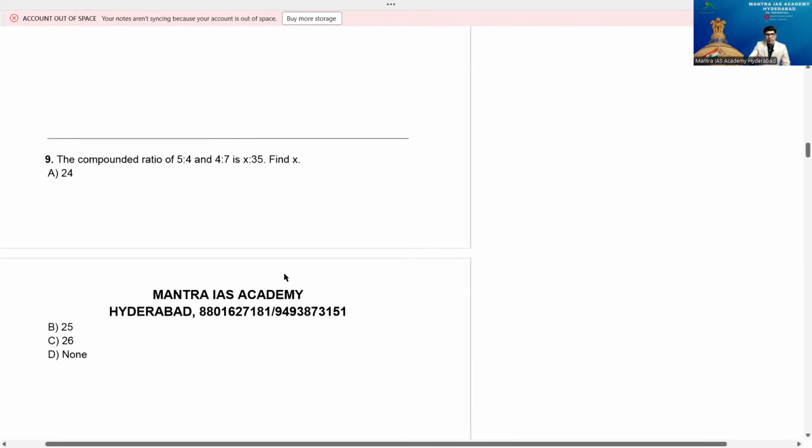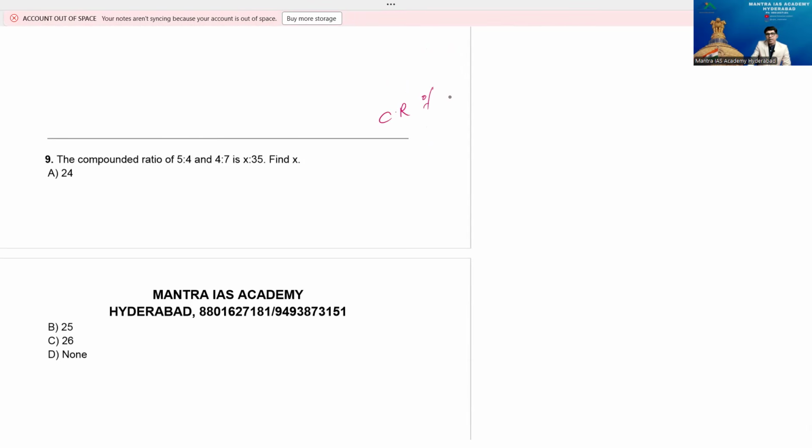Then take the ninth question. The compounded ratio of 5 is to 4, 4 is to 7 and x is to 35. Find x. A beautiful question. I told you the compounded ratio of a is to b, c is to d is equal to AC is to BD, because it is the product of antecedents to the product of consequents.